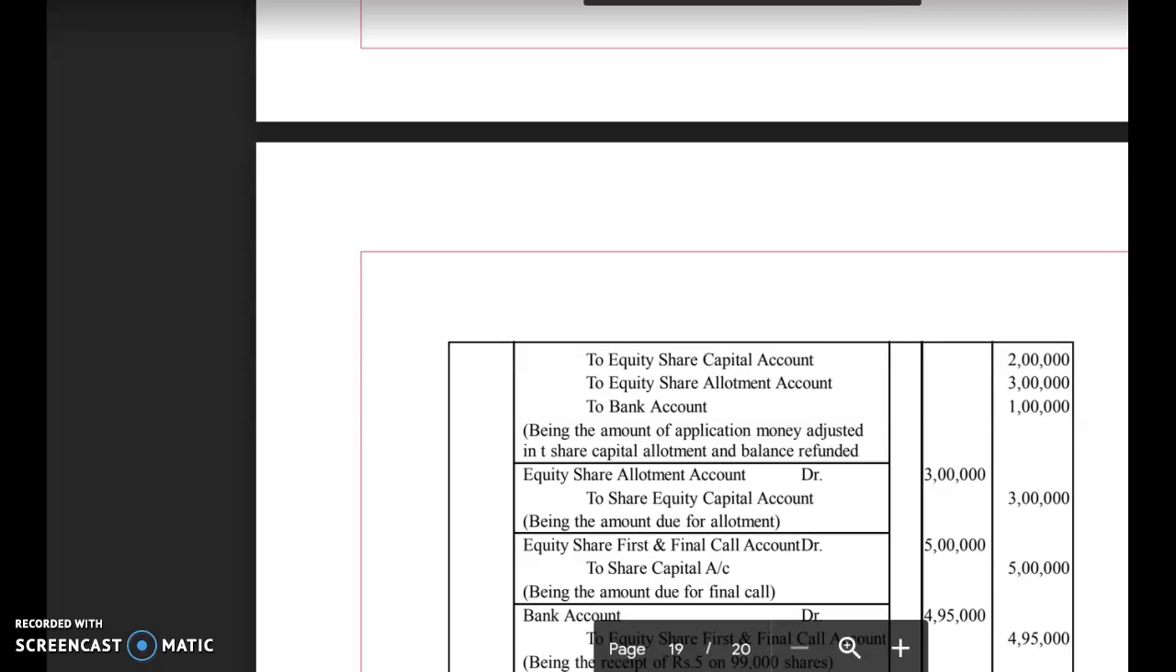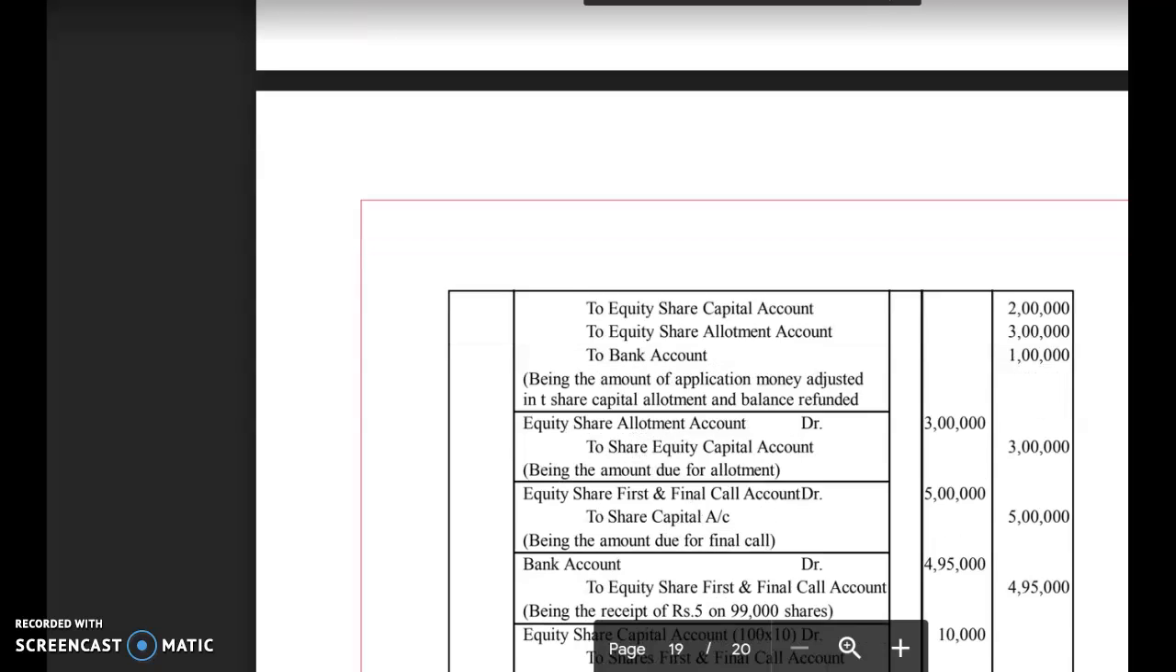Now the next entry is equity share allotment account debit 3 lakh to equity share capital account. On allotment, how much money is due? On 1 lakh shares at the rate of rupees 3, 3 lakh is due. So we will write here: equity share allotment account debit to equity share capital account with rupees 3 lakh. Now the next entry will be bank account debit to equity share allotment account.